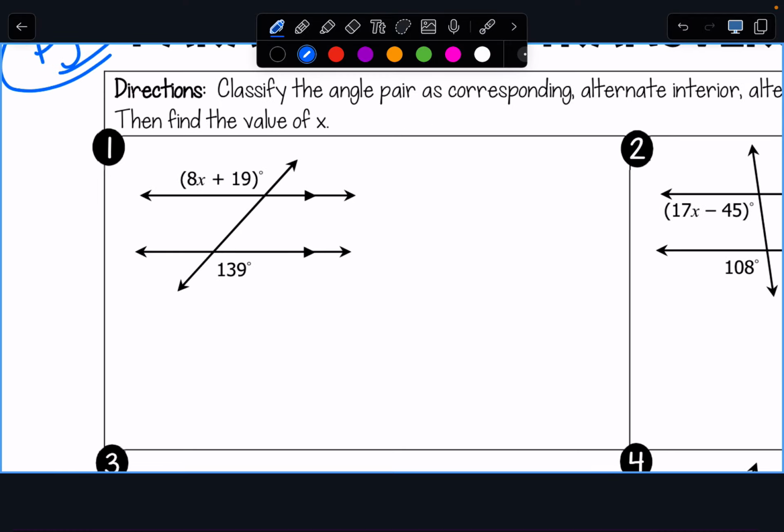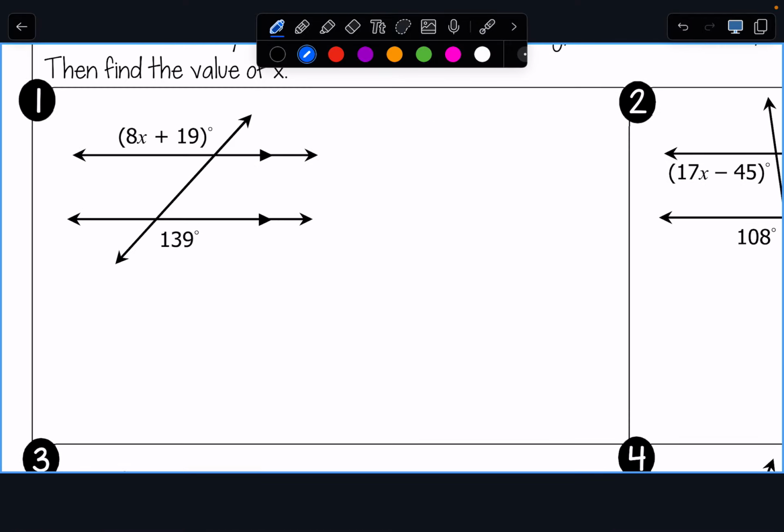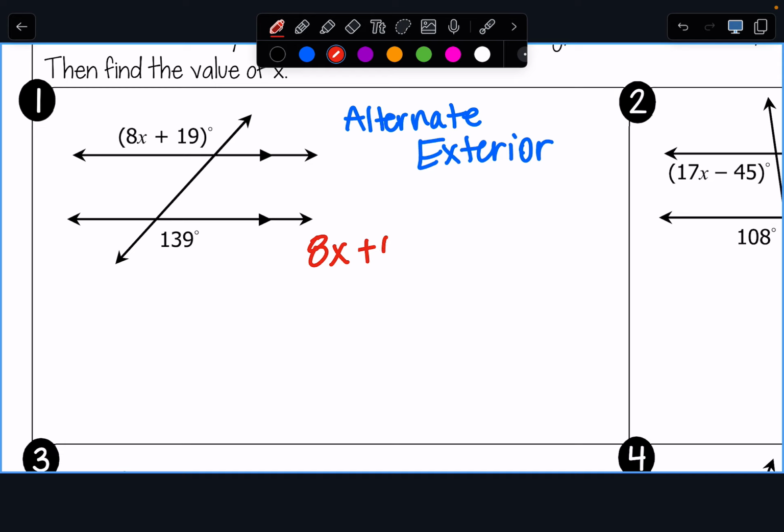All right, Willa, what did you write down for number 1? Okay, do you agree with Willa that these are alternate exterior angles? Now, if we have alternate exterior angles, what is true about their measure? Okay, they're congruent, which means their measures are the same. So what we can do is we can say, okay, our angle 8x plus 19 better equal our angle 139.